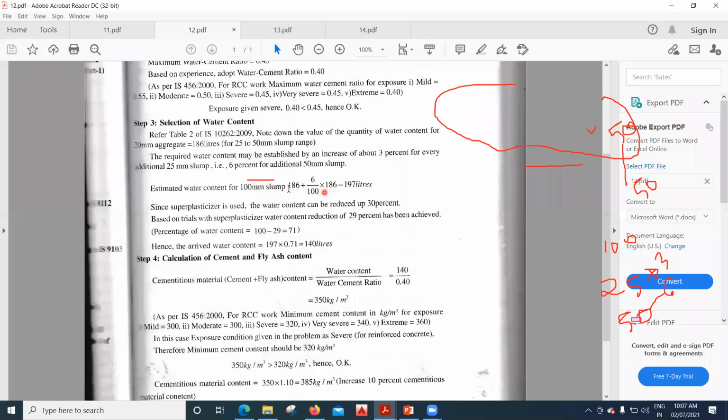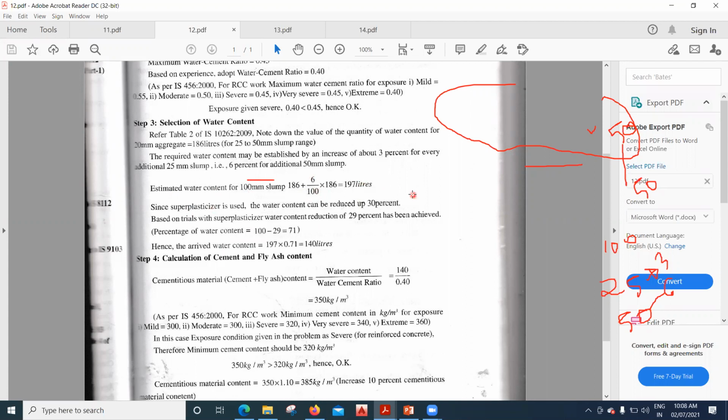So here you can see the estimated water content for 100 mm slump will be 186, which we got from the table, plus you add 6% to that. 6 of 100 into 186. For this 186 you have to add 6%. It comes out to be 197 liters. Now we are using a super plasticizer, so the water content can be reduced up to 30%, right?